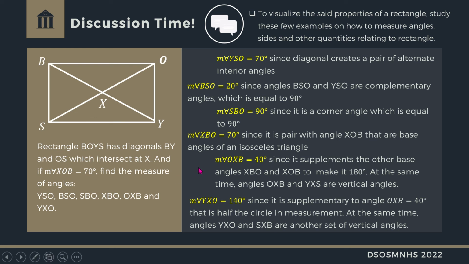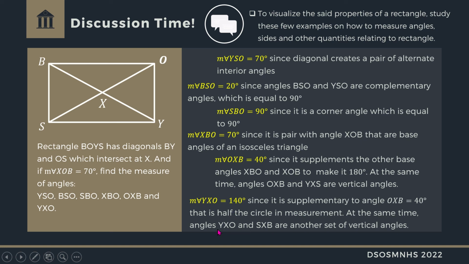So if angle OXB is 40 degrees, therefore angle YXO is 140 degrees. Okay, 140 plus 40 is 180. The answer for angle YXO is 140 degrees since it is supplementary to angle OXB, which is 40 degrees. That is half the circle in measurement.